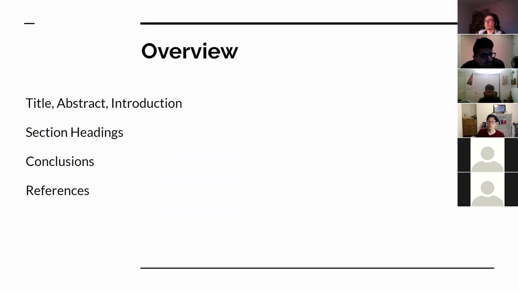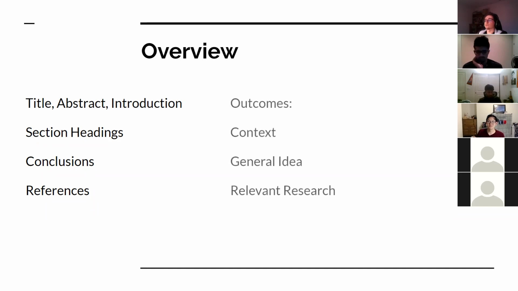In the overview part, you will first read the title, abstract, and introduction. You will read section headings, conclusion, and references in order to get a general understanding. What's the paper about? What's the category of the paper? What's the context of that? In the end, you will know the general idea and the relevant research. This phase should take about 5 to 10 minutes.